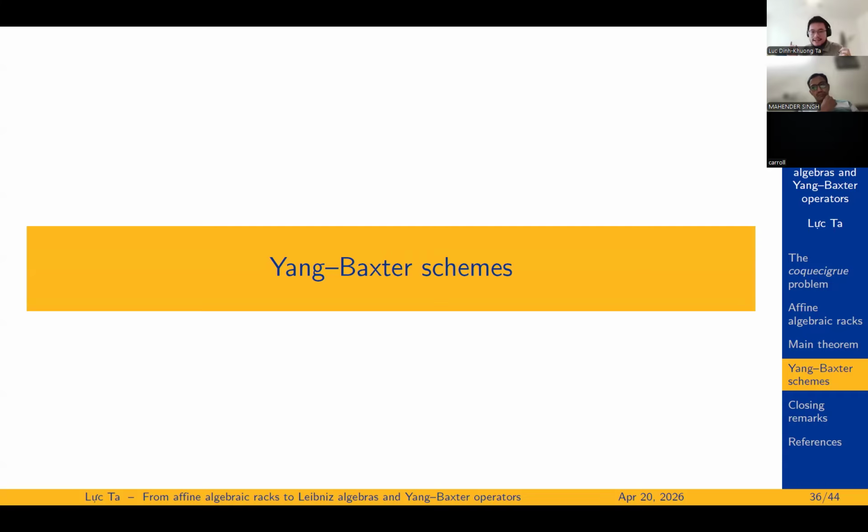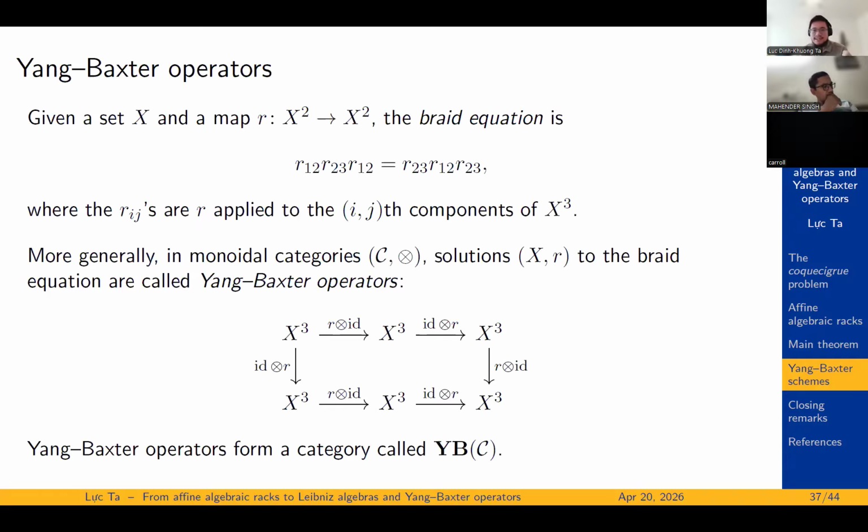But instead, I'm going to talk about applications to the Yang-Baxter equation, which is an equation coming from statistical mechanics, also called the braid equation. So first, let me talk about it in the category of sets. You have a set X, and then you have a map R from X squared to X squared. And we usually want R to be a permutation.